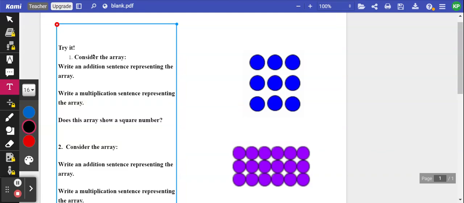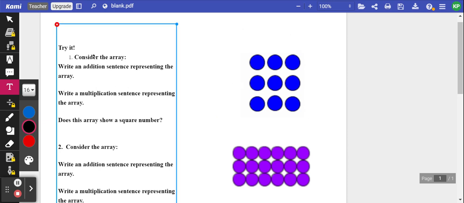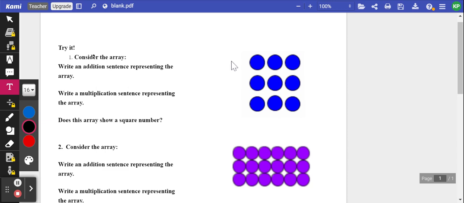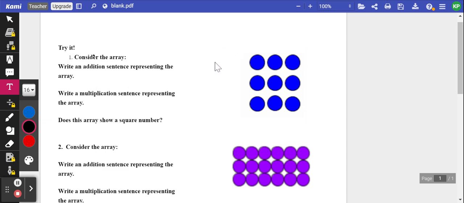Hello. For today's Try It section, we first started off looking at this blue array here. The question was: write an addition sentence representing the array. So we would look at that top row. We see that we've got 3 dots in the top row. And how many times do we see this?